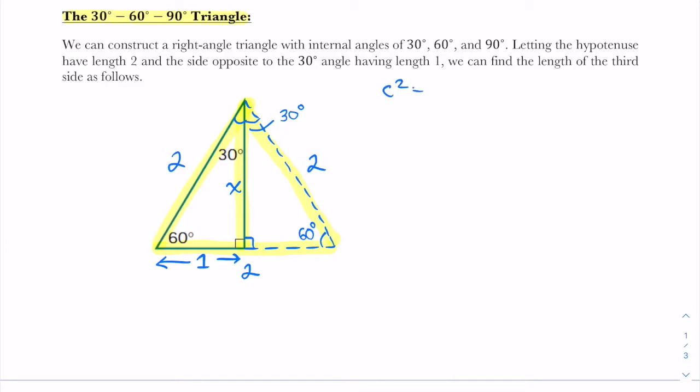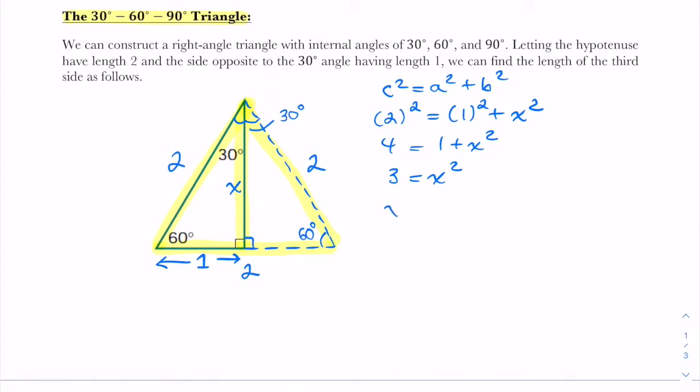So c squared again equals a squared plus b squared. Now c, the hypotenuse, is 2. So 2 squared equals 1 squared plus x squared. And now we just solve for x. This simplifies to 4 equals 1 plus x squared. Subtracting 1 from both sides, you get that 3 equals x squared. And finally, square rooting both sides, you get that x is exactly the square root of 3.